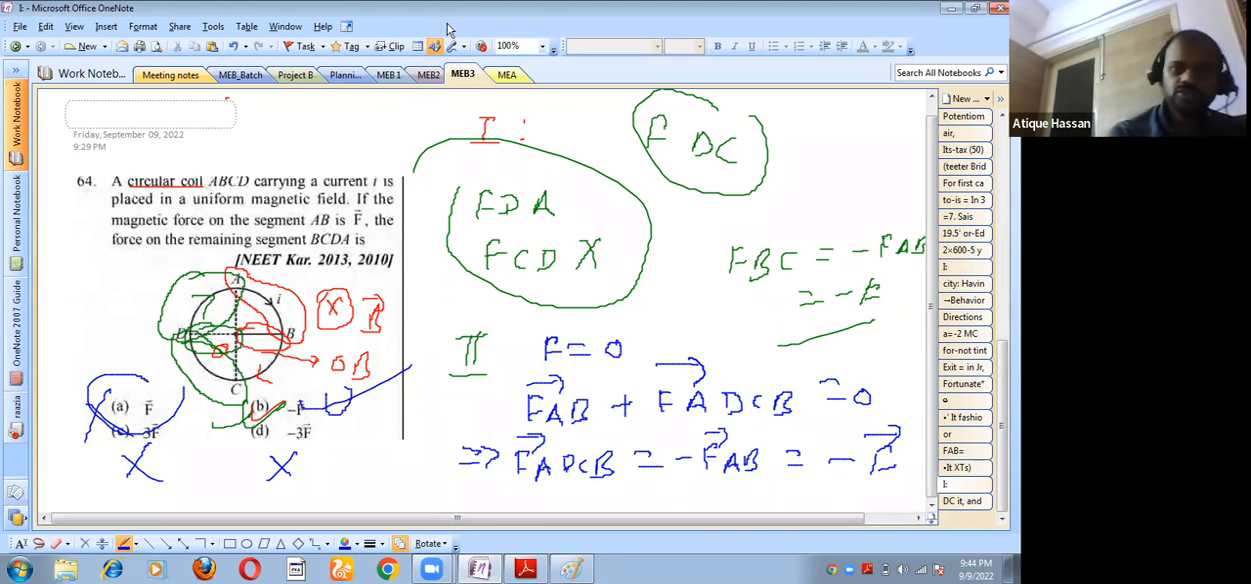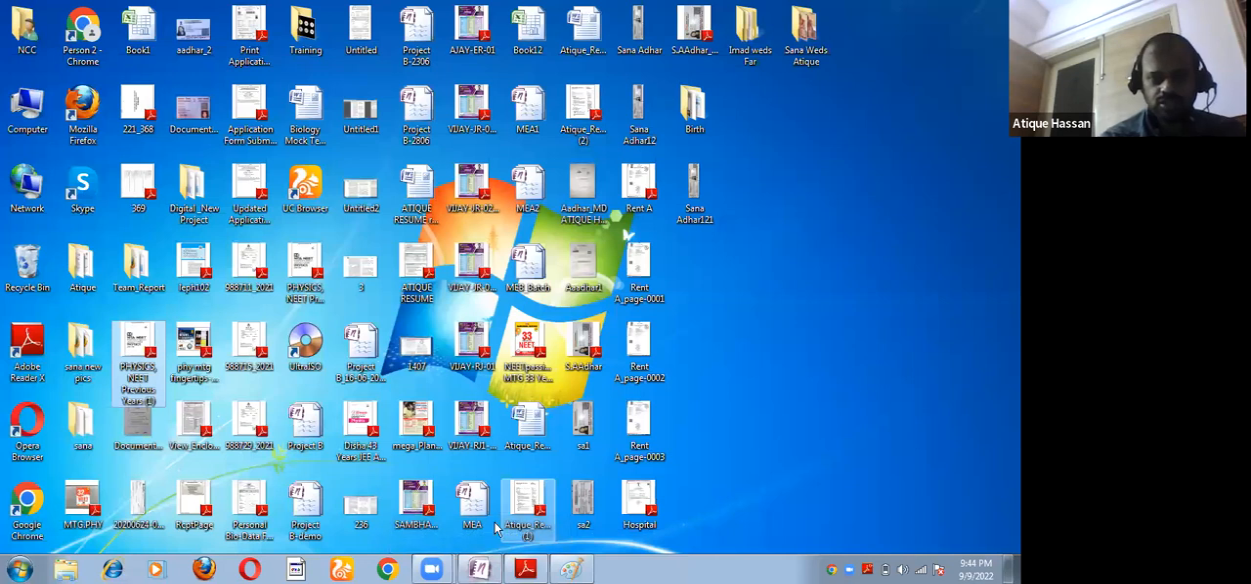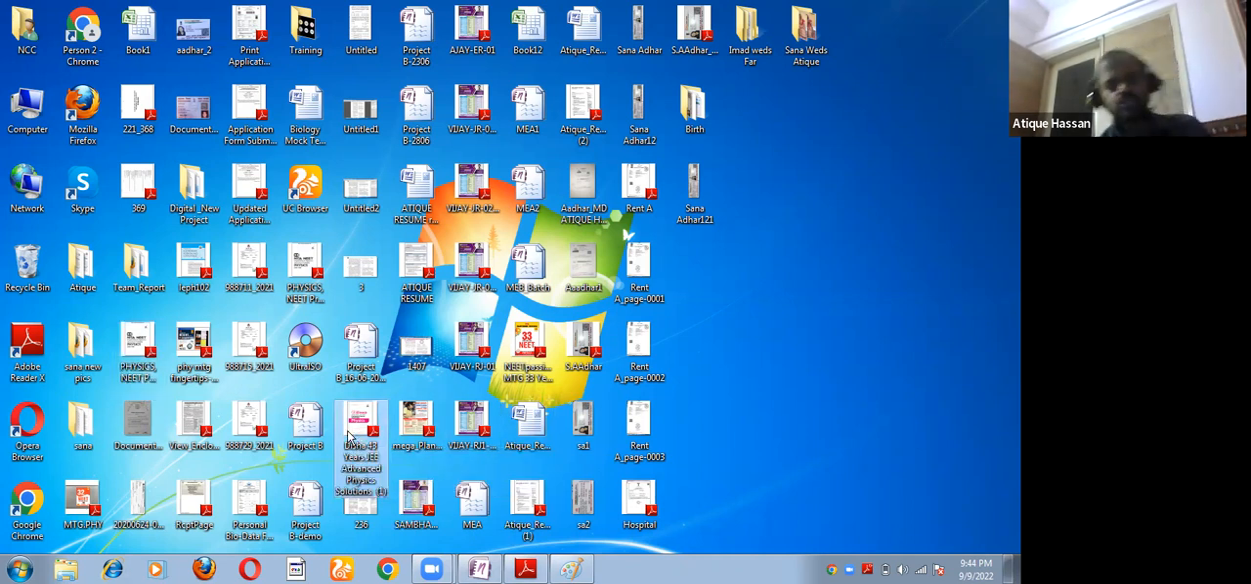All of you understood? Anyone having any doubt, please ask. So now we will move to the one remaining JEE question based on this. Then we will move to the next topic. So let us see one JEE question for the magnetic force.